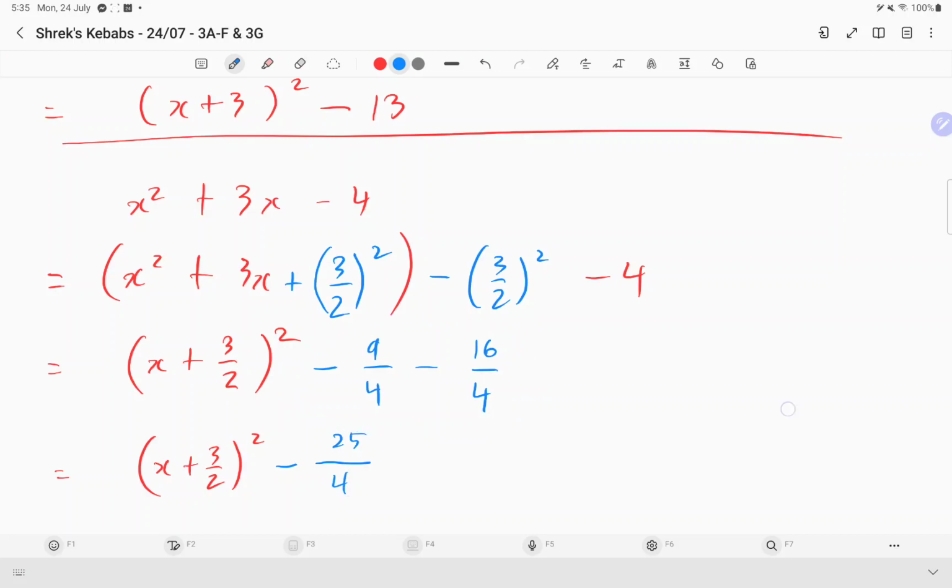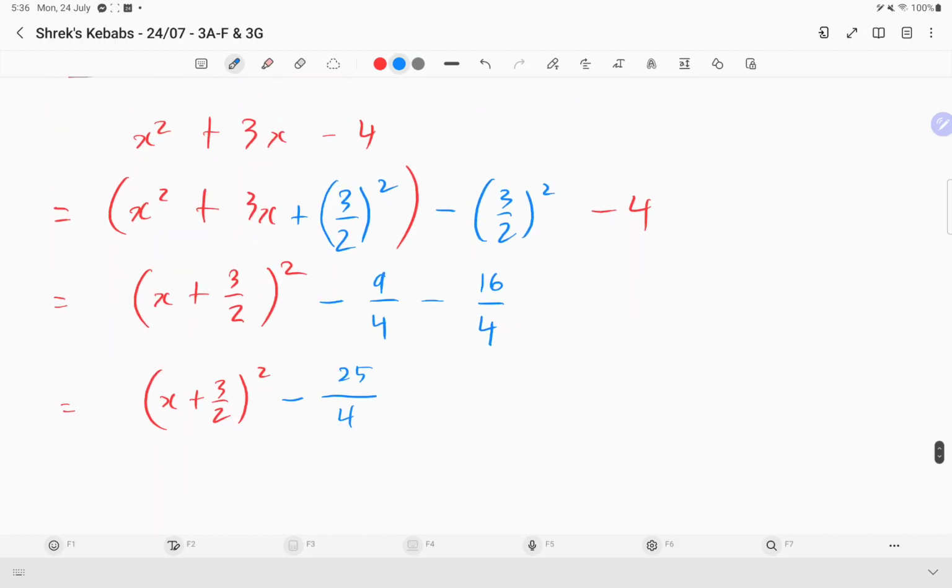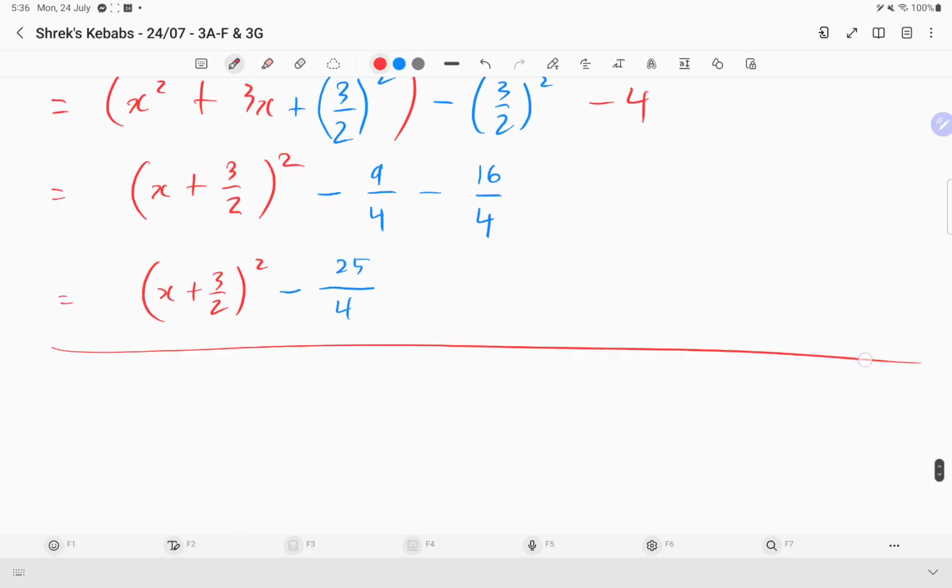Okay, so that's a completed square. Any questions? Manny, make sure you practice this, please. Fraction operations are quite common. All right, now let's go to the ACB table.